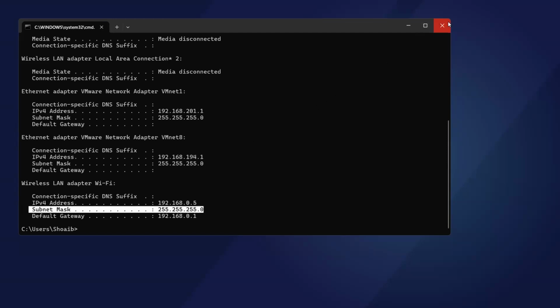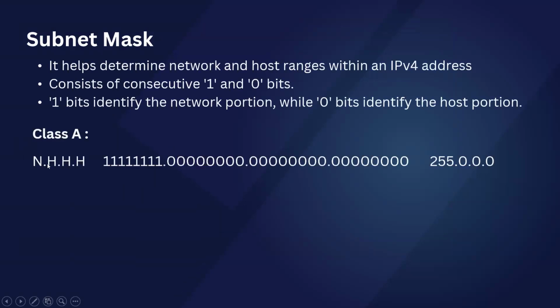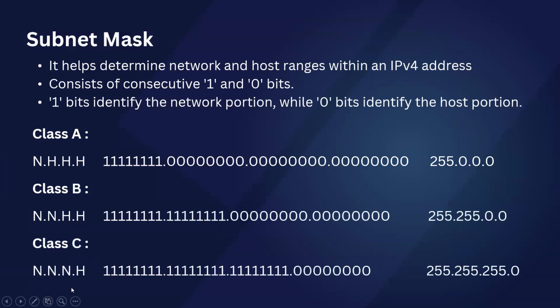The subnet mask is for a computer to understand which IP belongs to which class. For us humans, we can differentiate the network and host portions. Class A has one network portion and three host portions. Class B has two network portions and two host portions. Class C has three network portions and one host portion. But how does a computer differentiate between a network and host portion? What it does is it assigns the network portion bits the value of 1 and the host portion bits the value of zeros.